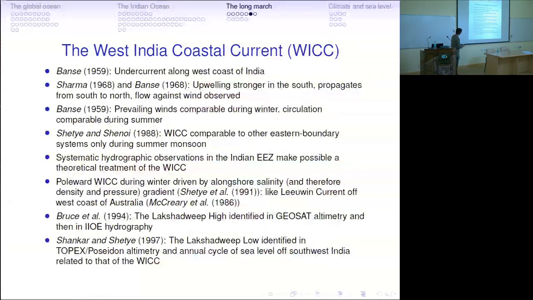We showed in 97 that the Lakshadweep high and Lakshadweep low basically form an annual cycle of sea level off the west coast of India, of southwest India, and the annual cycle of sea level off the west coast, southwest coast of India is related to the West India coastal current. You can't separate the two. They are part of the same dynamics. You have eta and velocity. These are your two variables, u, v, and eta, determining the momentum balance and mass conservation. And the Rossby wave is basically the solution to that.